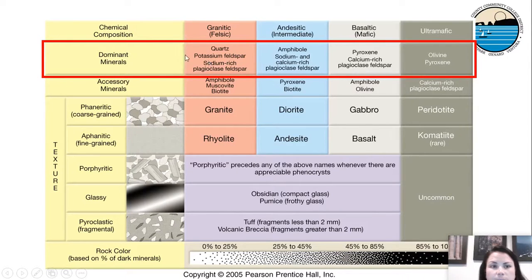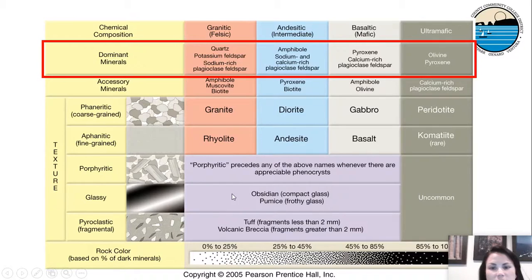In this slide here, again, this is where we're looking at the dominant minerals for these different types of rocks. So quartz and potassium feldspar we usually see in a granite or a rhyolite, and the darker, more mafic and ultramafic minerals like pyroxene and olivine, these are associated with basalt or peridotite. And this also incorporates textures. So this is a really handy chart when trying to identify igneous rocks.